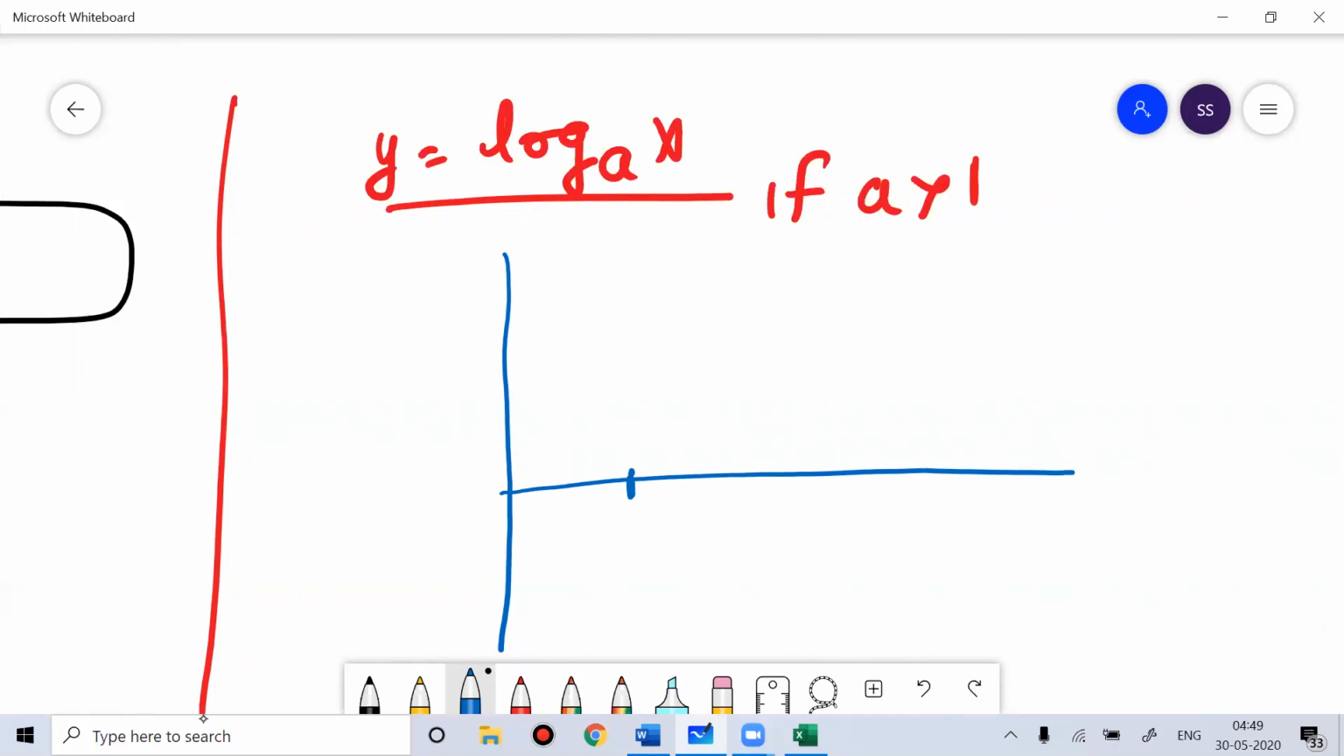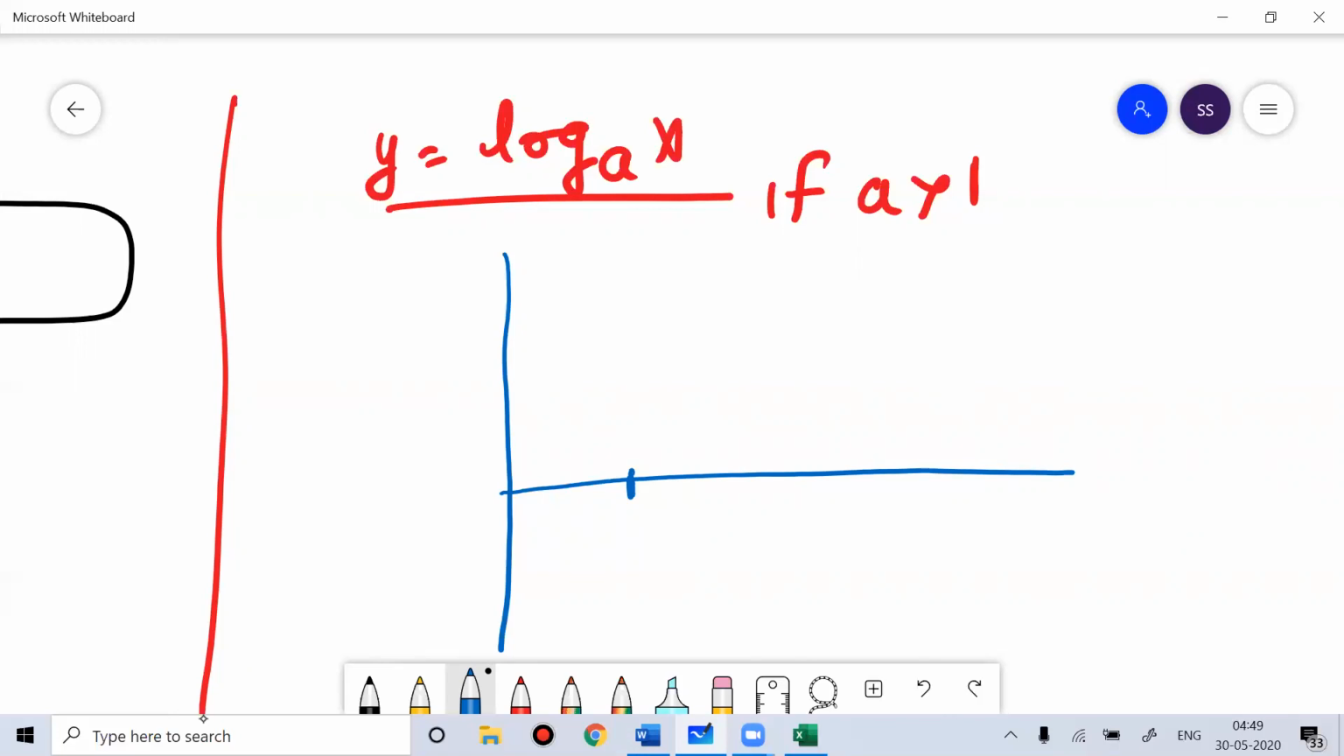So when you talk about the domain of log, it should be only positive values of x. It can't be negative. When you talk about the domain of log, the domain should always be positive values of x, that is, all positive real numbers.